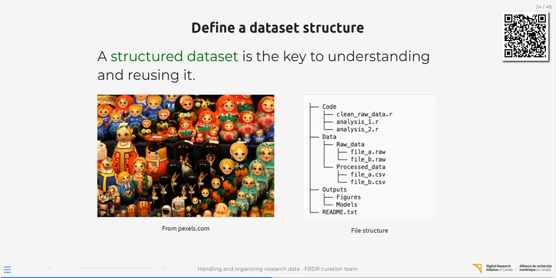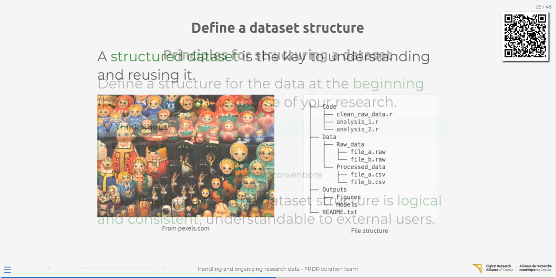Think of it like a set of matryoshka dolls, each part neatly organized within the next. On the right, you see an example of a good file structure for a research project. Raw data is separated from processed data. Scripts are organized in a code folder, and outputs like figures and models are saved systematically. There's also a README file to document the entire structure. This approach not only makes collaboration easier, but also ensures that future users, including your future self, can navigate and understand your dataset.